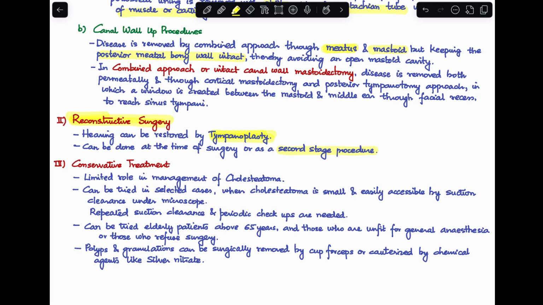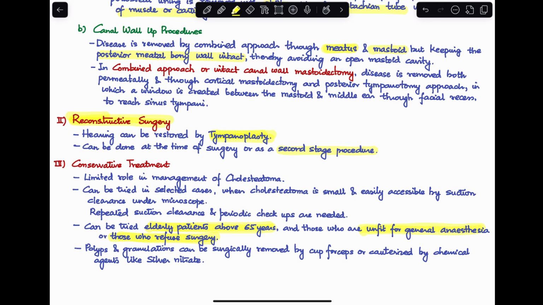A few indications of conservative treatment would be in elderly patients above the age of 65 years, where the general fitness is not good, patients who are unfit for general anesthesia, or in patients who refuse surgery. In these cases, if there is any polyp and granulation tissue, you can surgically remove it by cup forceps or even cauterize it by chemical agents like silver nitrate.